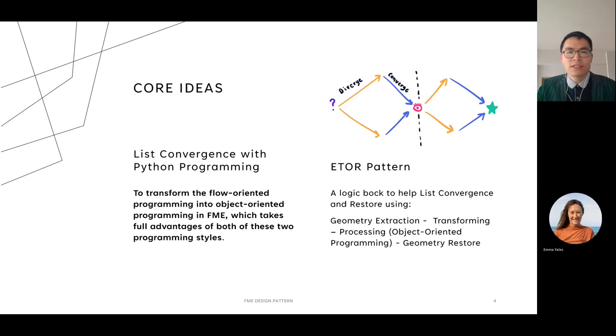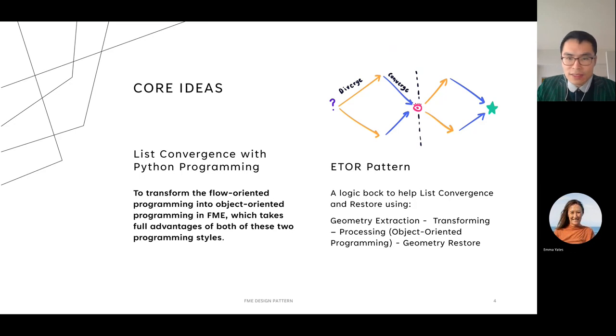So in order to deal with these kinds of issues, I would like to introduce the core concepts of today's topic: list convergence with Python programming and the ETOR design pattern. So what is list convergence with Python programming? Basically, it is to transform flow-oriented programming into object-oriented programming in FME, which takes advantage of both of these two types of programming styles.